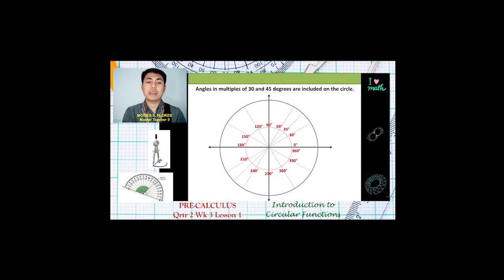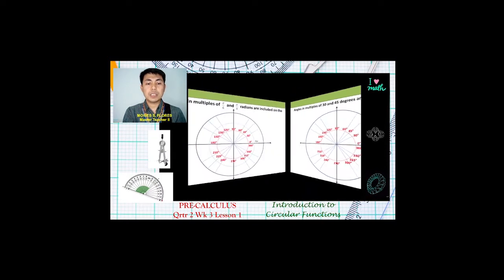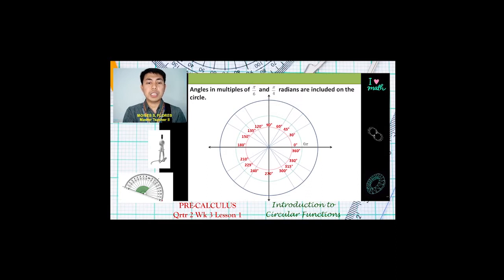Now how about the multiples of 45 degrees? We have 45 degrees, then we have 135 degrees, and of course 225 degrees, and lastly we have 315 degrees.